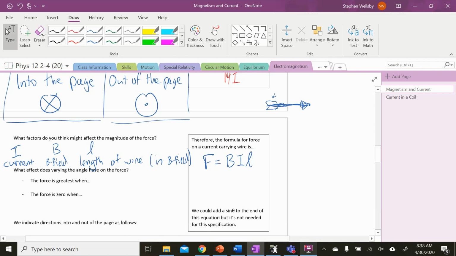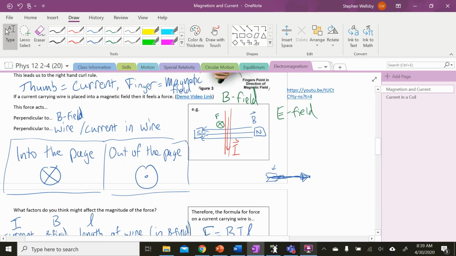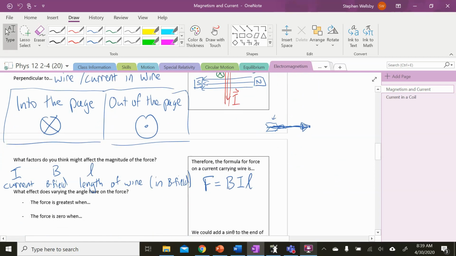And in terms of the angle, what effect is the angle going to have? Well, the effect of the angle between the magnetic field and the current. So if we look at this red line going here for the current and this blue line going here for the magnetic field, the force is going to be greatest when those are 90 degrees to each other. So 90 degrees apart, or perpendicular we can call it. And the force is going to be 0 when the angle between the magnetic field and the current equals 0 degrees, or when they are parallel.